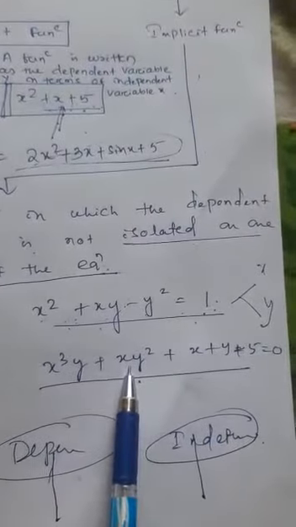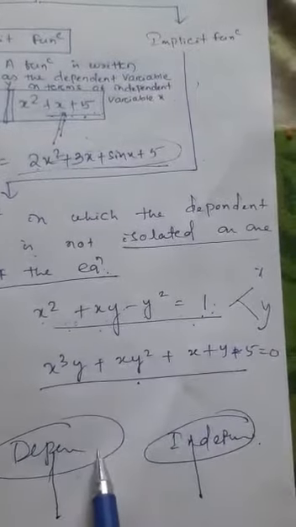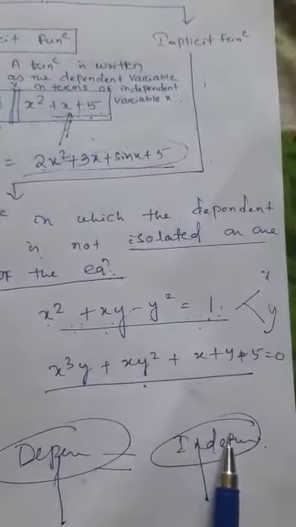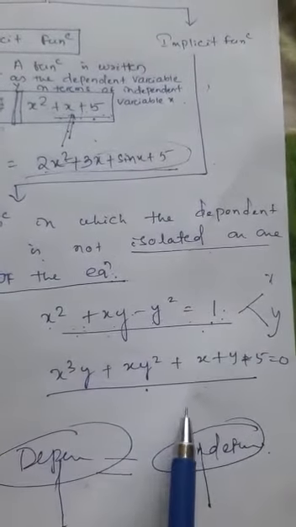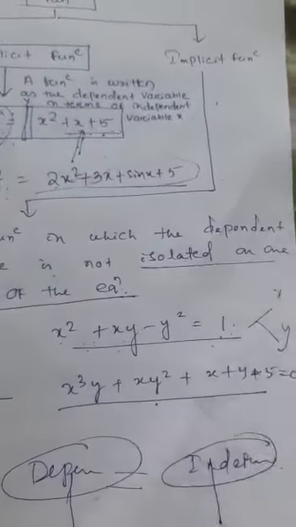So if you can split the dependent variable and independent variable on either of the sides, then that is the case of explicit function. And if you cannot split the dependent variable and independent variable on two different sides, then it is the case of implicit function.